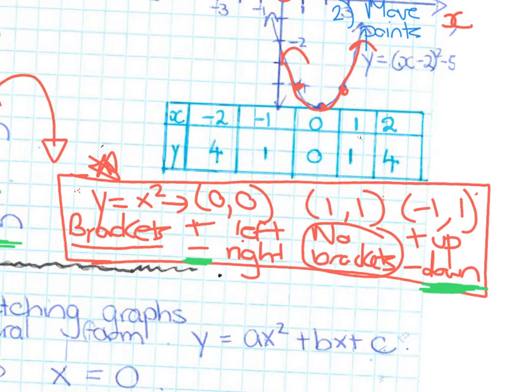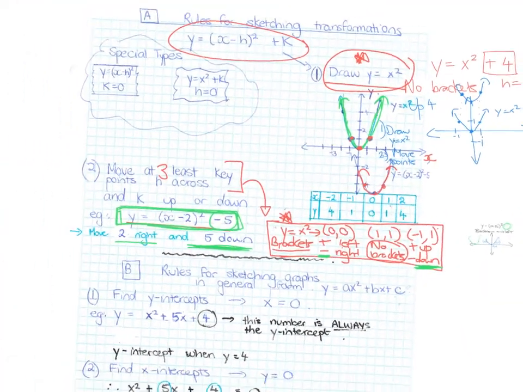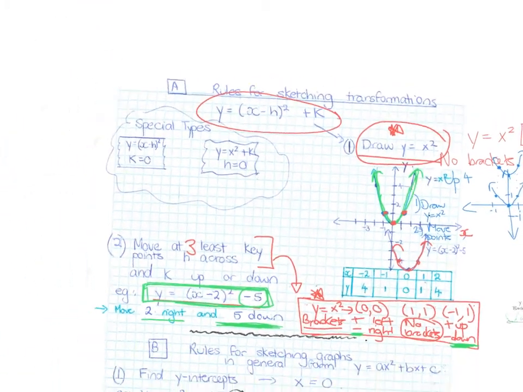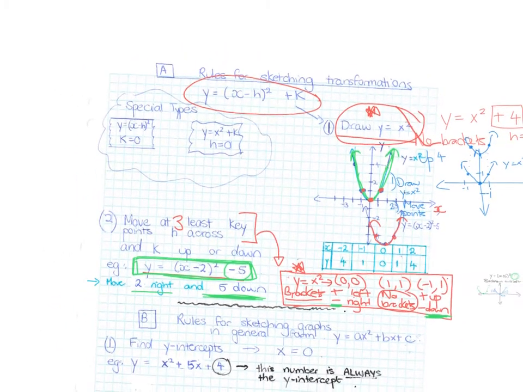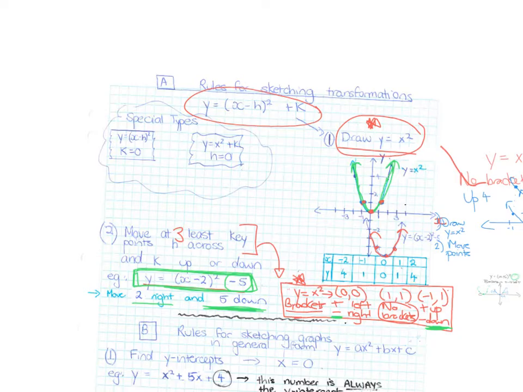If you've got no brackets, the number which isn't in brackets, positive is up, negative is down. If you've got both, then you're going to move it left and right, and up and down. Have a look at these notes on Daymap. You should be able to understand them now and be able to do section A of the revision questions. Have fun with that.